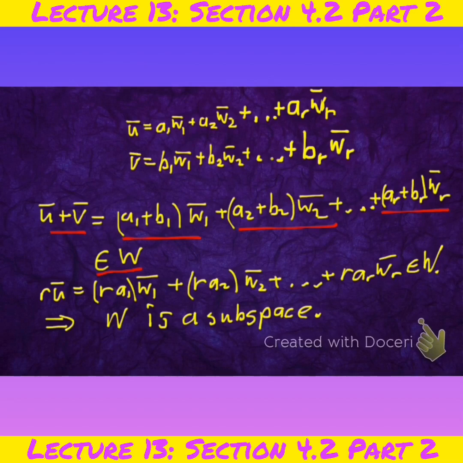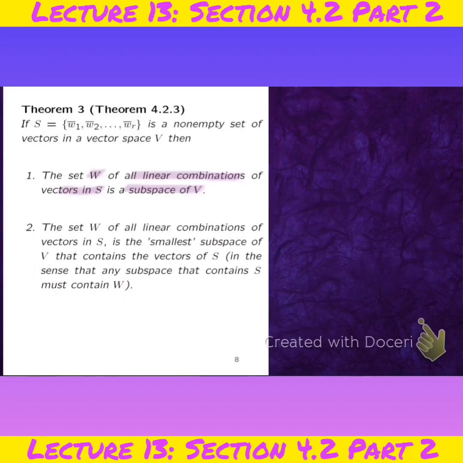If you look at the scalar multiple of the vector U, it is clear that it's a linear combination of the vectors in S, because it can be represented as a sum of scalar multiples of vectors in S. So that's also in W. So we can clearly see that W is a subspace of V. Next we need to show that W is the smallest subspace of V that contains the vectors of S. So what this means is if you take any subspace that contains the vectors of S, then that subspace must contain W also.